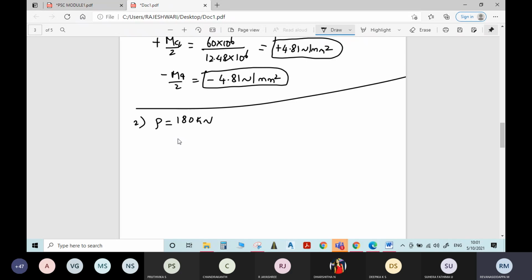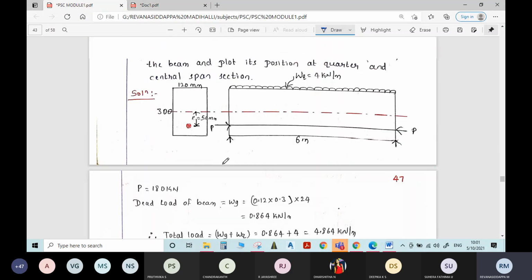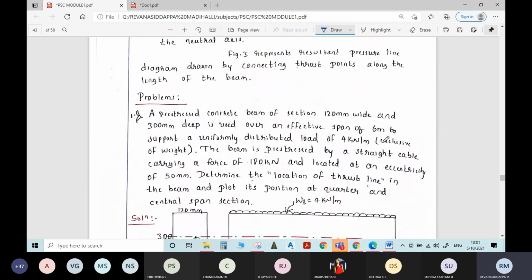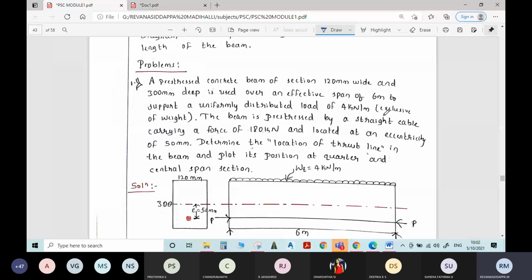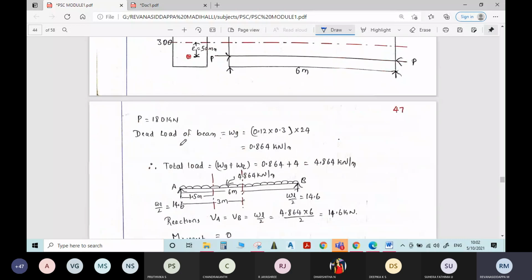Just a minute, students. What is it, exclusive? Sorry, I did not see it properly. It is not inclusive, it is exclusive of self-weight. You have to find the self-weight separately and add it to the live load. I did not say it properly. It is exclusive of self-weight. Now you find the self-weight on the beam, the dead load on the beam.